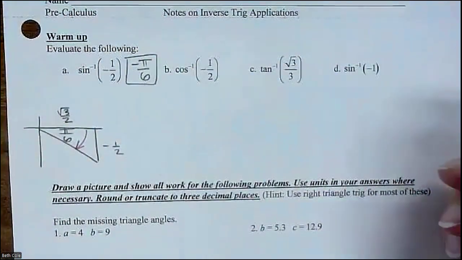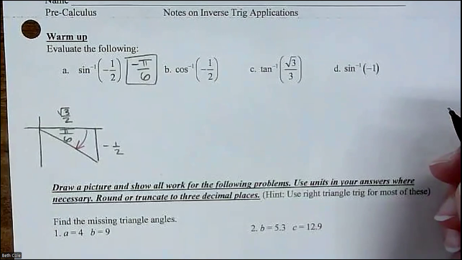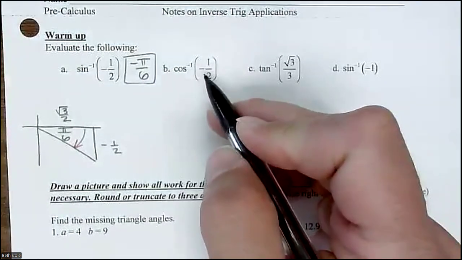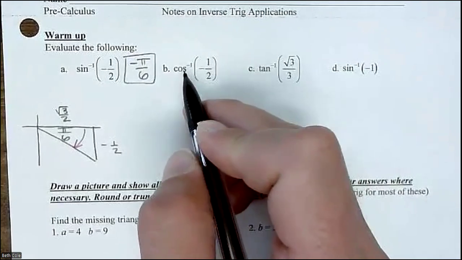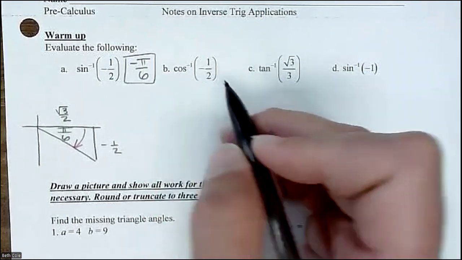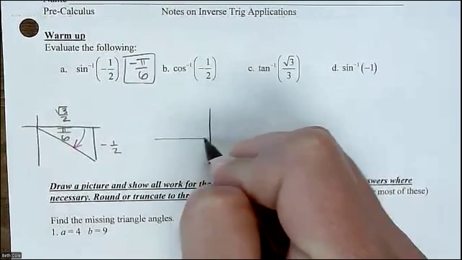Do you want me to do B as well? And then I'll pause the recording and you can try C and D? Okay. So this one's also negative, so it can't be quadrant 1. Cosine, though, is even. So which quadrant is it in for that one? Good. Quadrant 2.